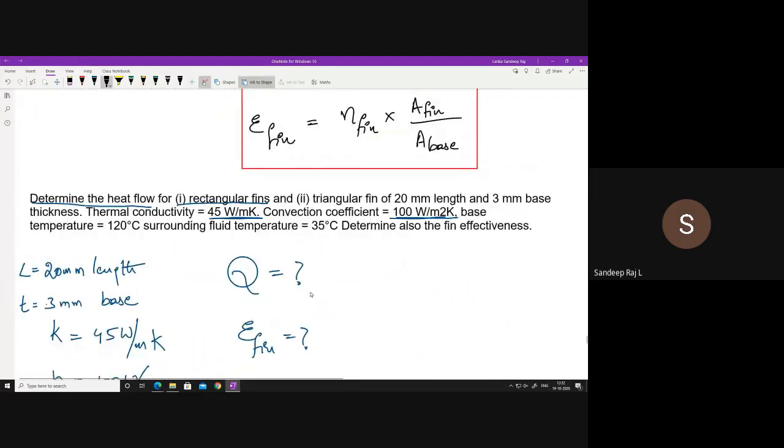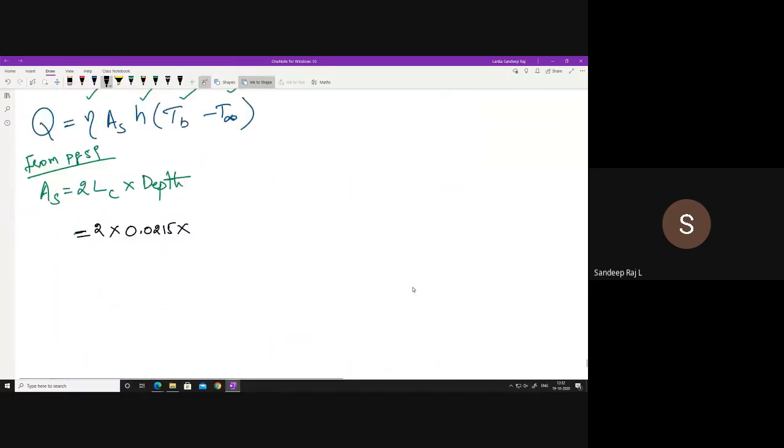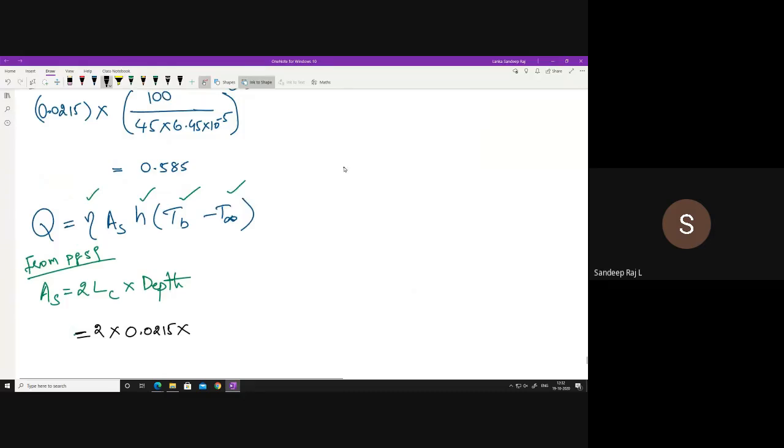Is depth given in the question? The base is given here. Base is 3 mm is given. Can you take this as depth? See, that is not the depth actually. If you have a fin like this here, this is actually 3 mm, but depth is this one. I hope you are getting what it is. Okay, this one you need.